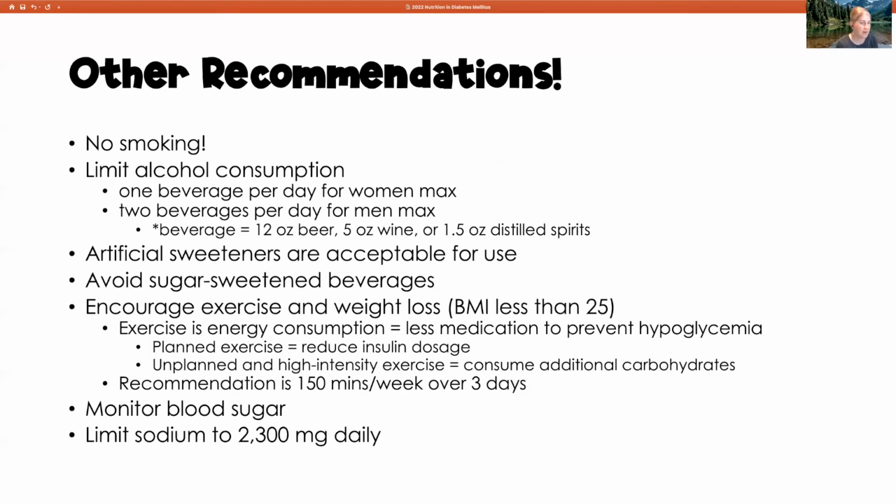Okay, other recommendations: no smoking. Smoking does increase our risk for cardiovascular disease, as does diabetes. So we don't want to put the two together. Smoking also increases the risk for hyperglycemia. We want to limit alcohol consumption.